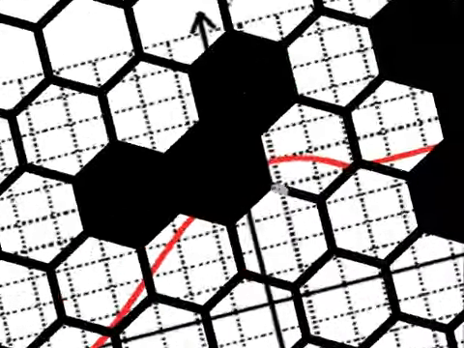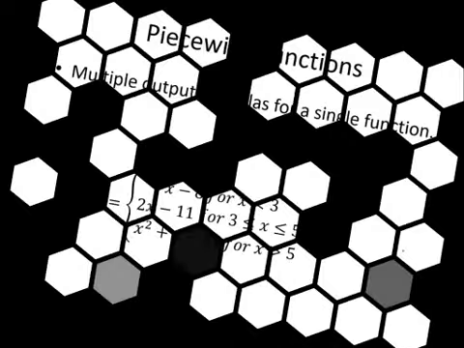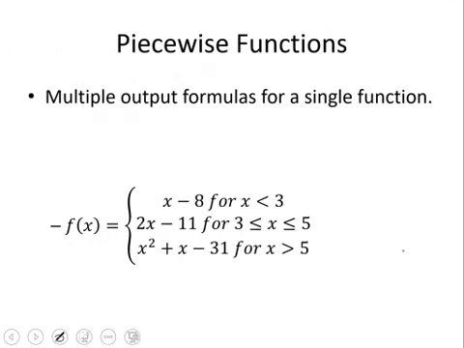This type of function is called a piecewise function. A piecewise function is where you have multiple functions put together to create a single function. So it changes as you move along your domain. This example down here, this f of x, is an example of a piecewise function.